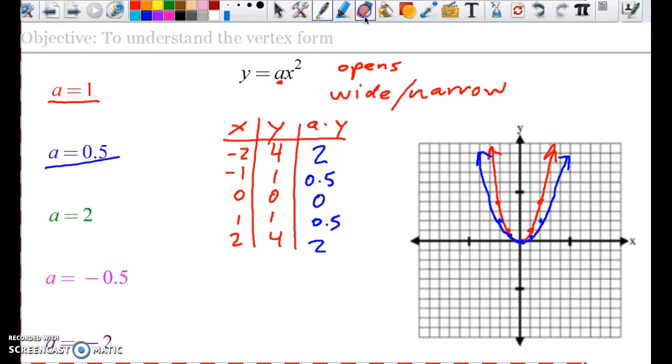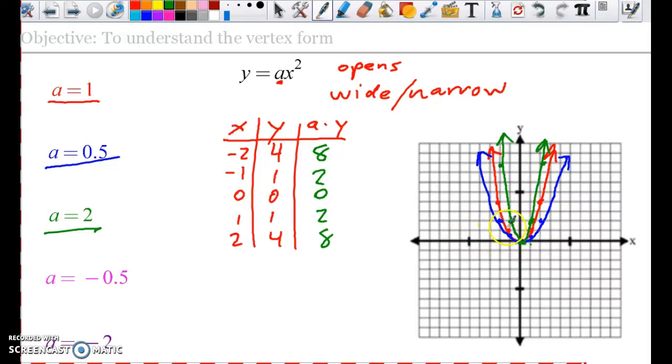But if a is bigger than 1, we know that it's going to be narrower. If I make the a value 2, then I multiply all these by 2. We've done this before, so I'm going a little bit faster than I normally would, but you get the idea. Instead of going up 4, I'd go up 8. And instead of going up 1, I'm going to go up 2. And so now here's my narrowest parabola.